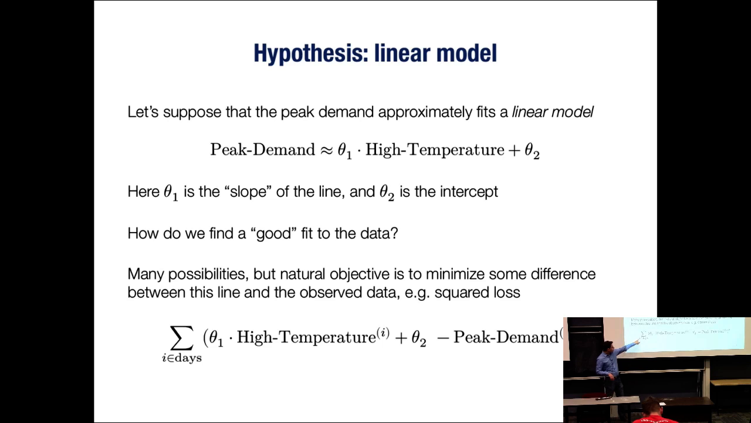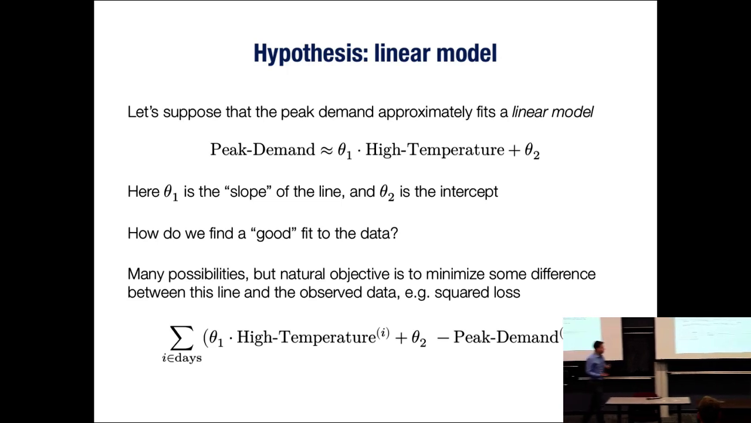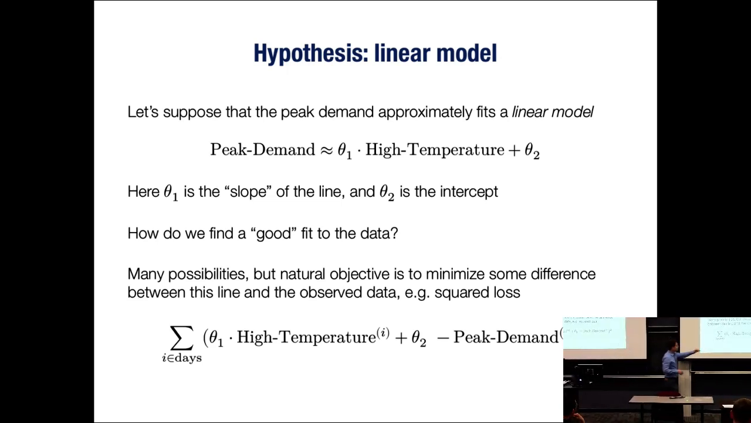So we sum over all i, which is over all days, multiply our high temperature of that day, and I'm using a little superscript for the high temperature of that day, times our first coefficient plus a second one. This term here is our prediction for that day. And we subtract off the actual peak demand that day, and we square the difference. Now we want to find coefficients, theta 1 and theta 2, that make this expression as small as possible.